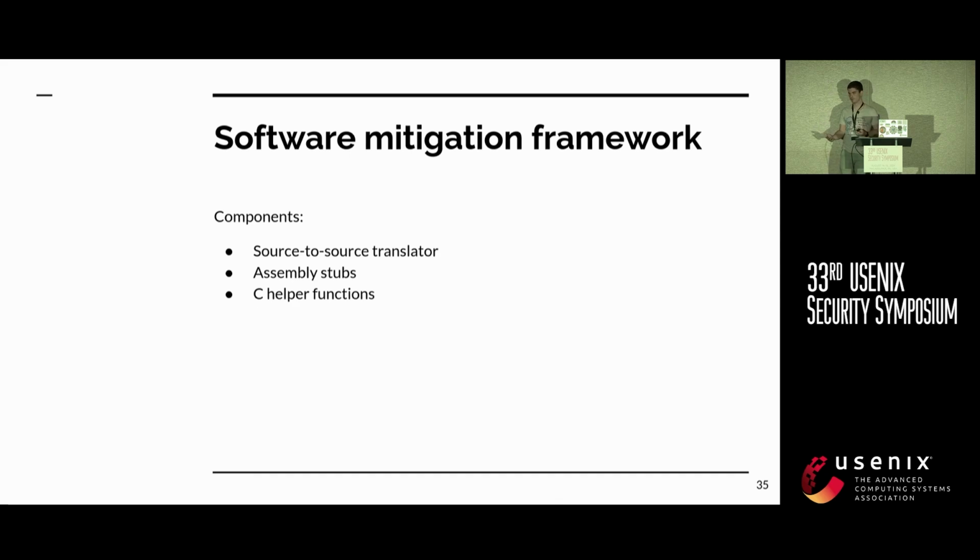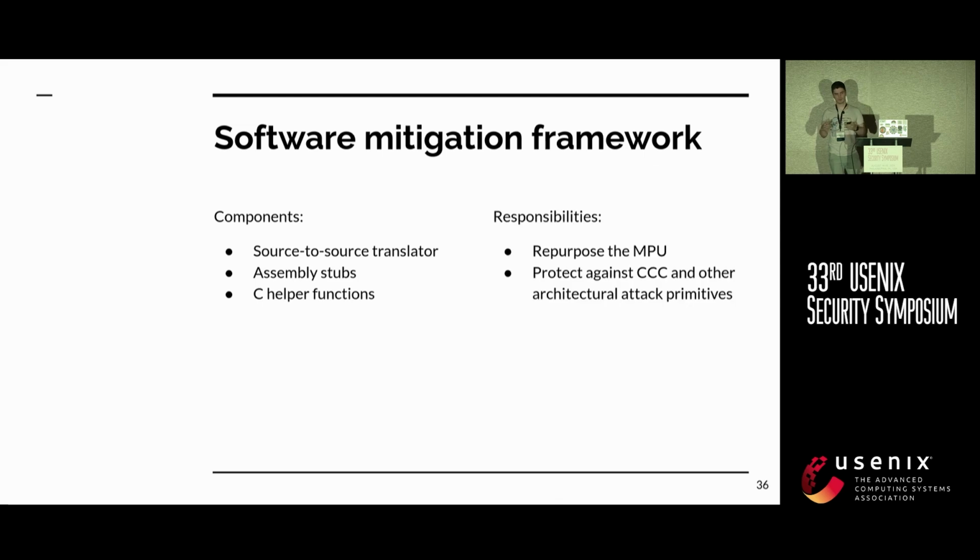It's kind of a stopgap solution until the updated microcontrollers can come out. This framework is made up of a source-to-source translation of C code. It also has some handwritten assembly stubs, some generated assembly stubs, and some C helper functions. Together, these repurpose the memory protection unit to provide an additional layer of security on this IPE region. This way, it can actually reinstate the security guarantees that were meant to be applied to the IPE region and protect against all the architectural attack primitives, including this controlled corruption.